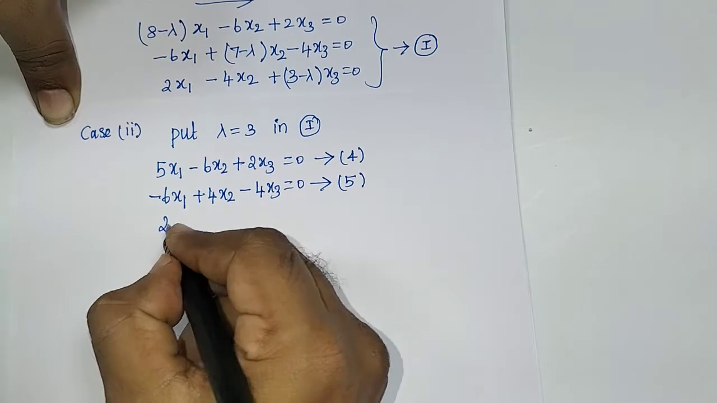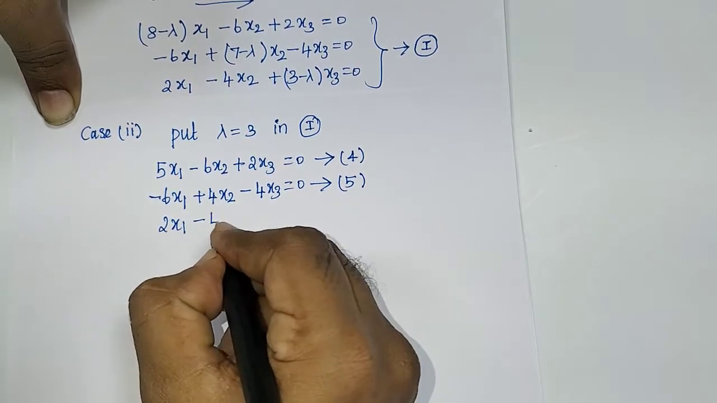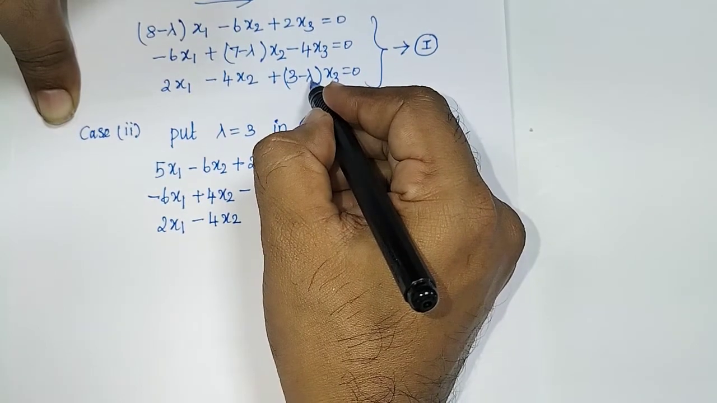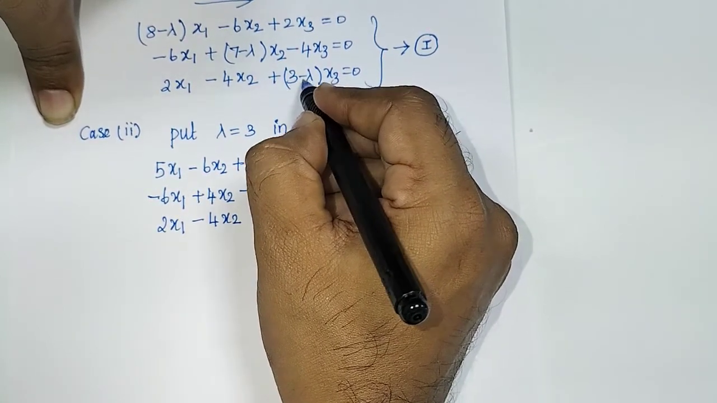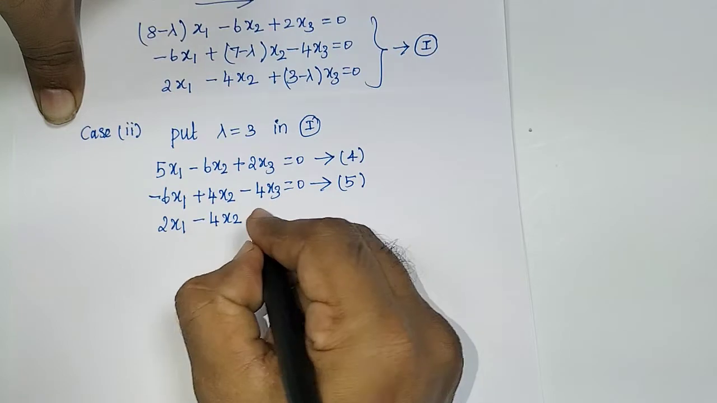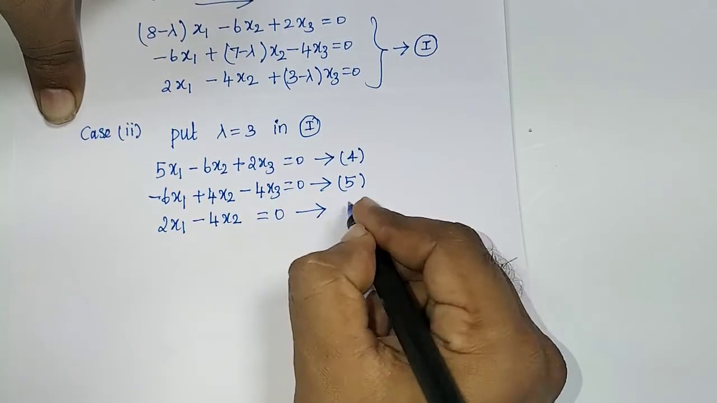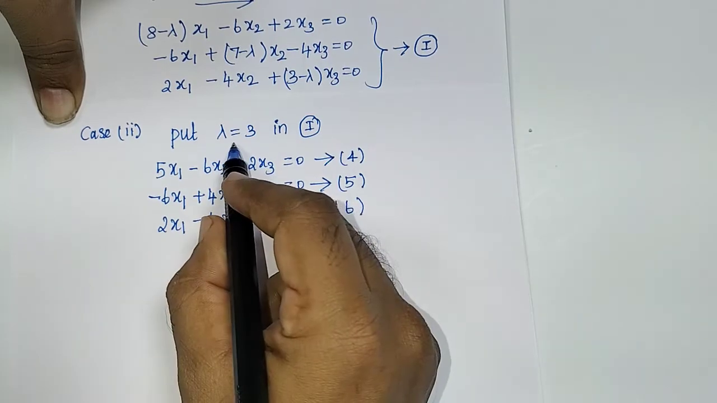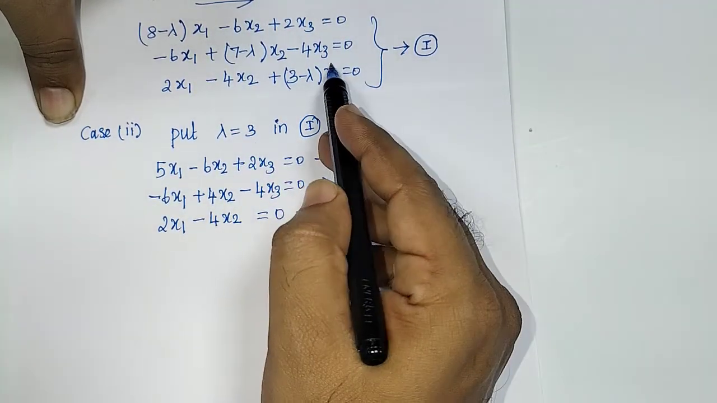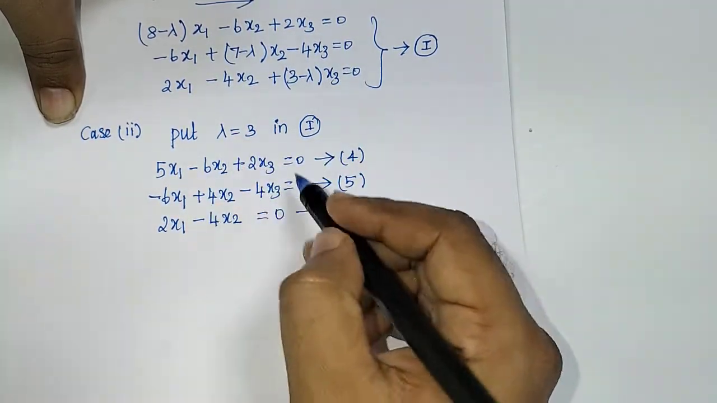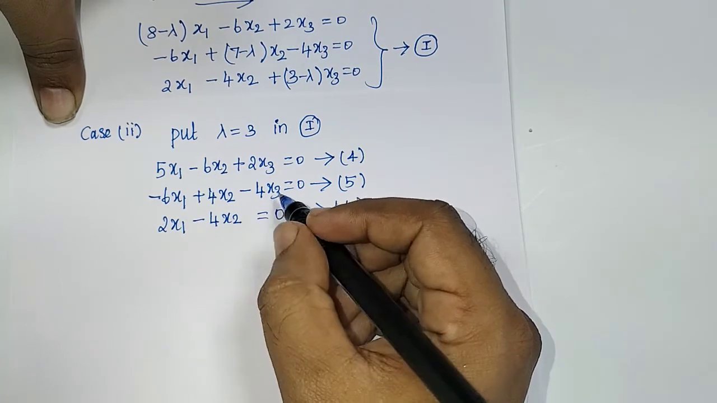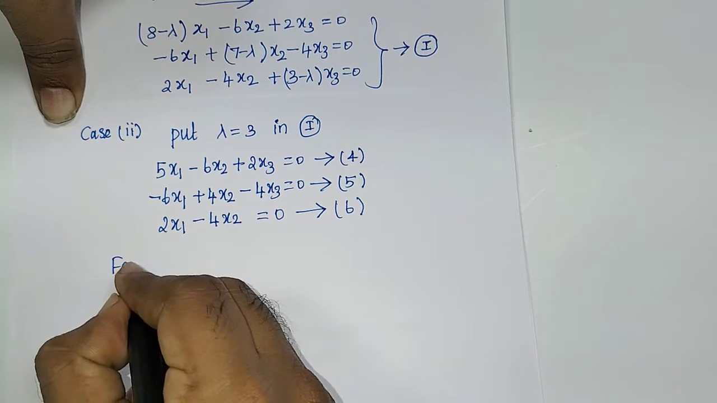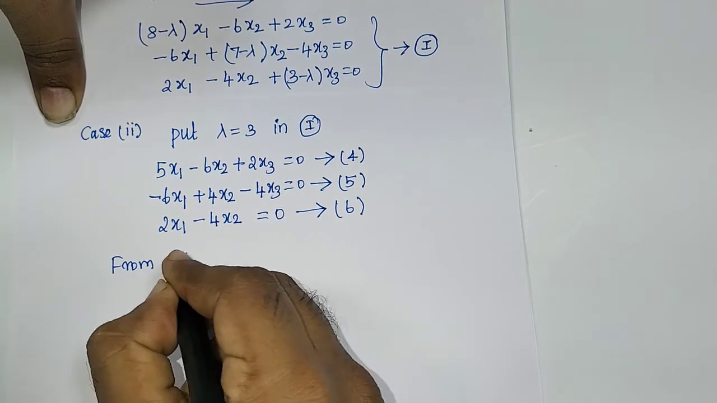So next, third equation: 2x1 minus 4x2. Here substitute lambda is equal to 3, 3 minus 3, 0 is equal to 0, which is equation number 6. So when I am substituting lambda equal to 3 in our general equation I, I will get 3 different systems of linear equations. Okay, so we can apply cross rule method from equations 4 and 5.